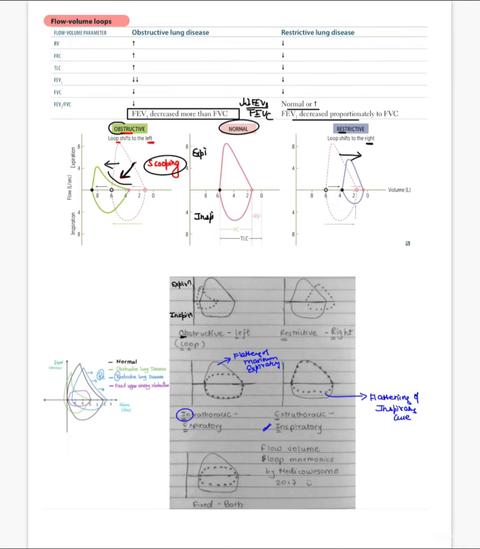Okay, now looking at this graph, this was the normal thing, guys. This graph has shifted towards the left, guys. That is your obstructive. This graph has shifted towards the right. That is your restrictive, right?